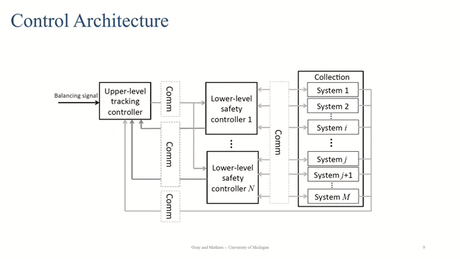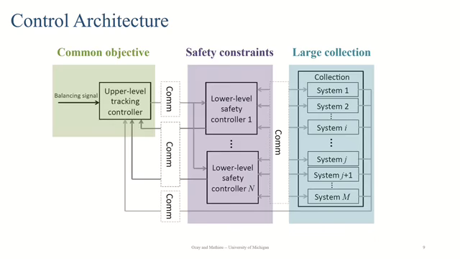So now that we have the model of the loads that we're going to control, we'll discuss the proposed control methods. So here is our control architecture. We can divide it into three categories. The first is the upper level tracking controller, which is designed to achieve the common objective, which is to track an energy balancing signal. In purple are the lower level safety controllers, which are designed to ensure the safety constraints are satisfied. And in blue is our large collection of systems, in this case, air conditioners.